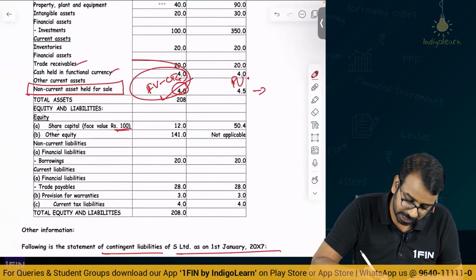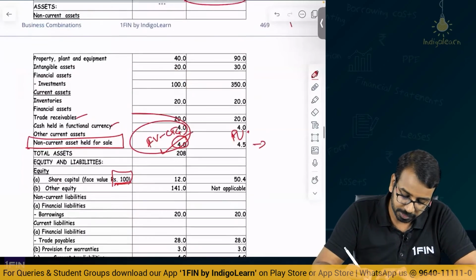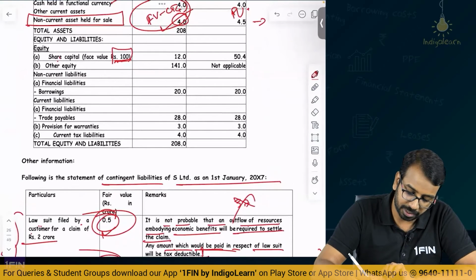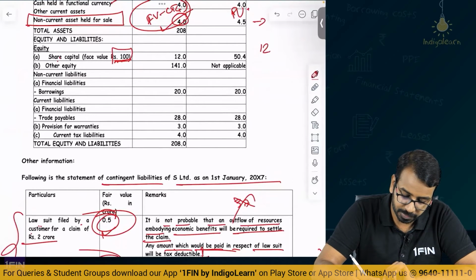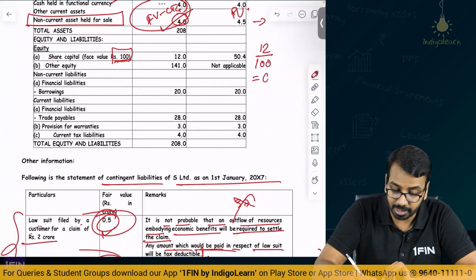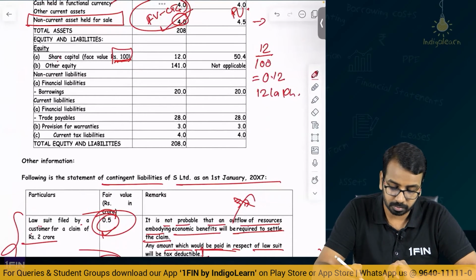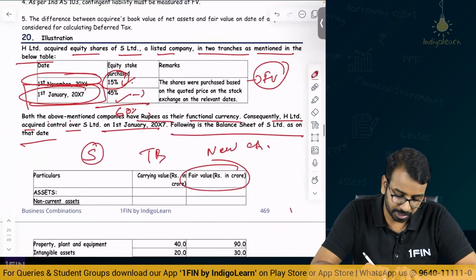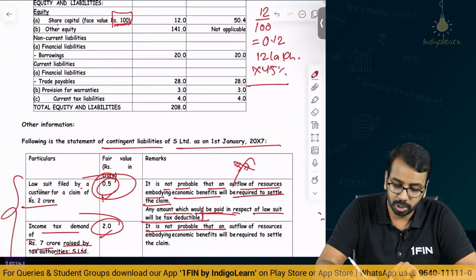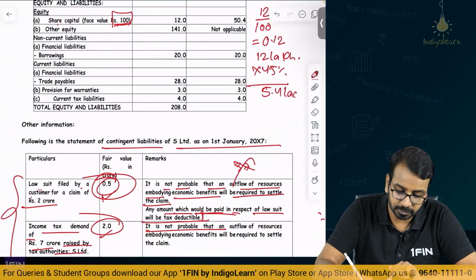So coming back, share capital face value is 100. These amounts are given in crores. Share capital face value is 100, which means 12 crores divided by 100. How many shares do you have? 12 crores divided by 100, 0.12 crores or 12 lakh shares. Now out of these 12 lakh shares, how much are we acquiring? 45%. So 12 lakhs into 45%, if I do, 12 4 is 40, 12 5 is 60. So it becomes 5.4 lakhs.